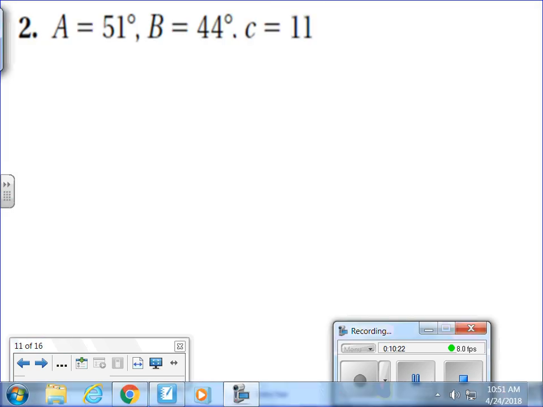Hey, they said they're ready to do a graduation problem. So let's see how everybody does with this. You want to sketch it yourself and solve for every piece and part that is missing. Okay. If you're watching the video, you can pause it and try it yourself.